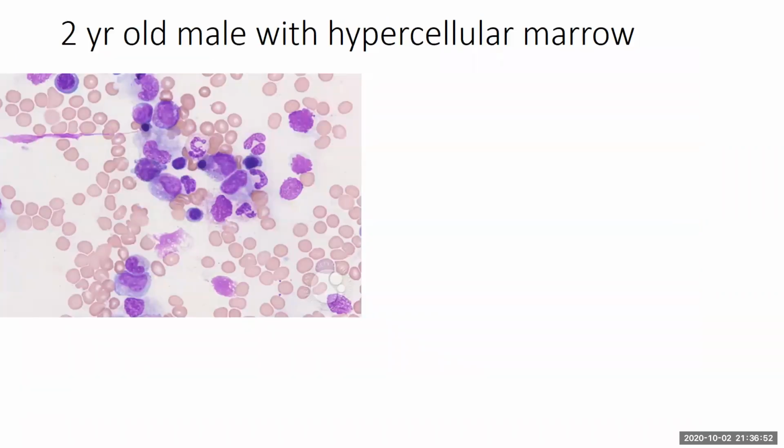So this is a 2-year-old male with hypercellular marrow and this peripheral blood smear. What you're not seeing, you don't see blasts, so I'll just say that. You have these odd looking cells. Oh, is this that juvenile, what is it, JMML? Yes, yes.